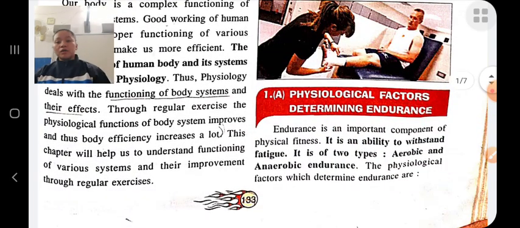First is physiological factors determining endurance. Endurance is a component of physical fitness. Endurance means the ability of an individual to do an activity for a long period of time, the ability to withstand fatigue. And endurance is of two types, aerobic endurance and anaerobic endurance. And what are the factors which determine endurance?